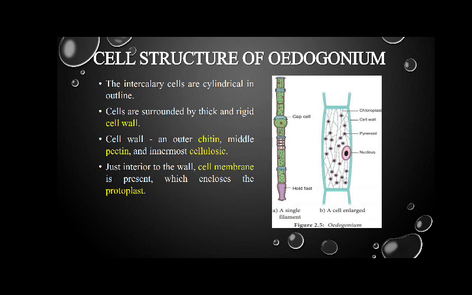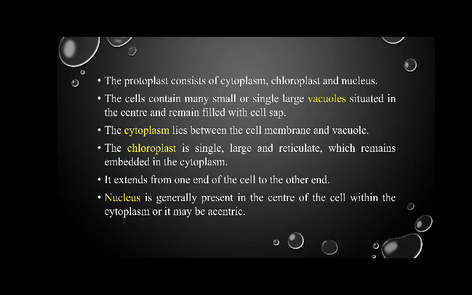So, the intercalary cells are usually rectangular or cylindrical in shape, and the cells are surrounded by a cell wall. The cell wall is also of a peculiar nature. It is not only cellulosic and pectinaceous; it also consists of an outer chitin layer, which is usually found in the exoskeleton of crustaceans. Just interior to the wall, the cell membrane is present, which encloses the protoplast, and all the cell organelles are present: chloroplast, pyrenoids, a well defined nucleus. Cells contain vacuoles also. The chloroplast is large and reticulate.